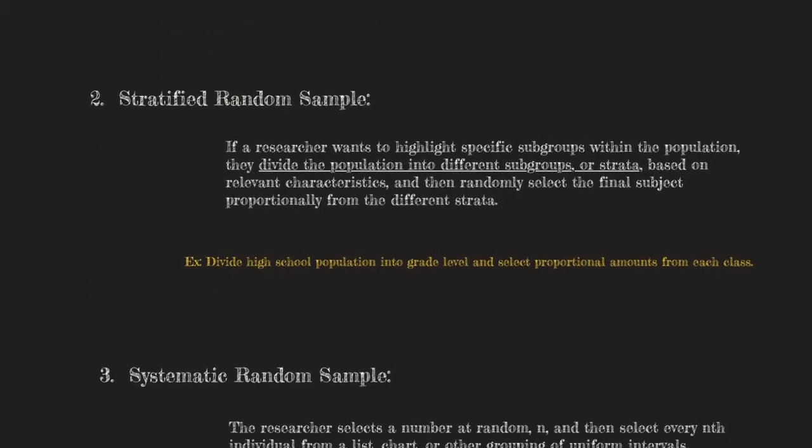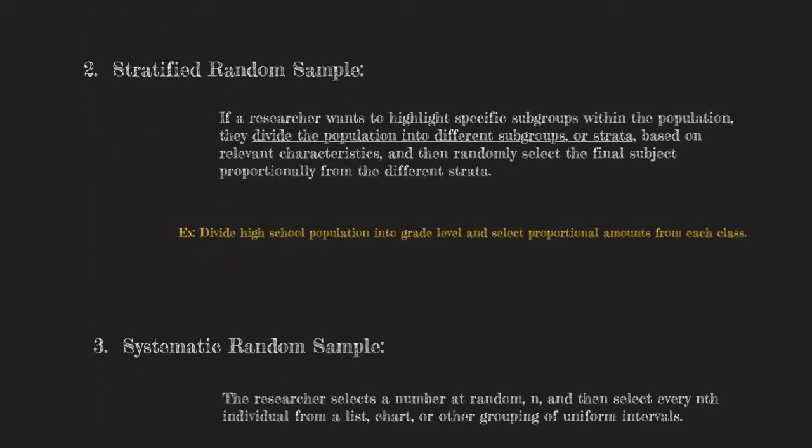The second form of sampling is known as stratified random sampling. If a researcher wants to highlight a specific subgroup within the population, they divide the population into different subgroups, or what we call strata, based on relevant characteristics, and then randomly select the final subjects proportionally from the different strata. An example of this might be dividing high school populations into grade level and then selecting proportional amounts from each class. So we would have freshmen, juniors, seniors, and sophomores.